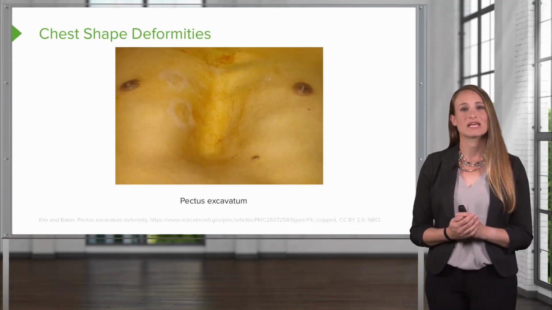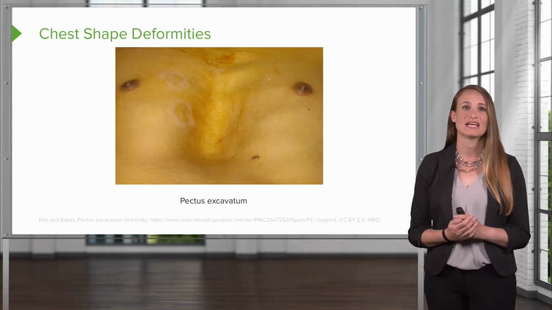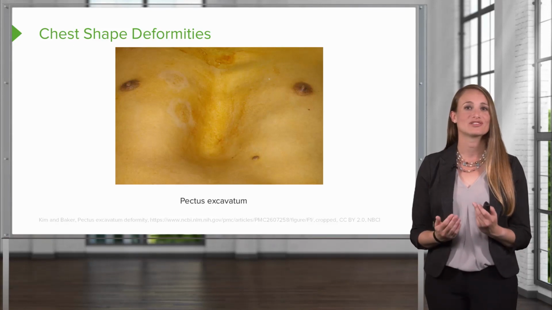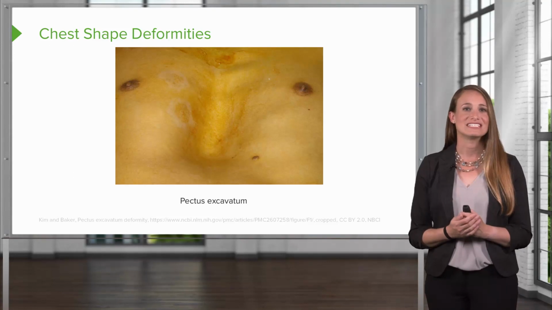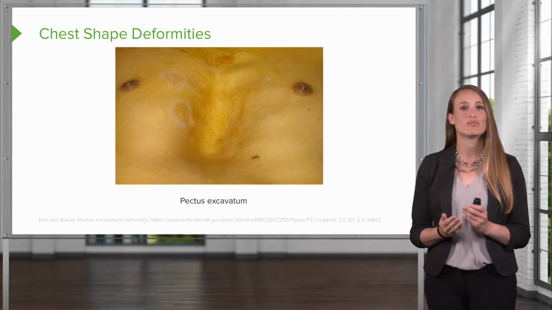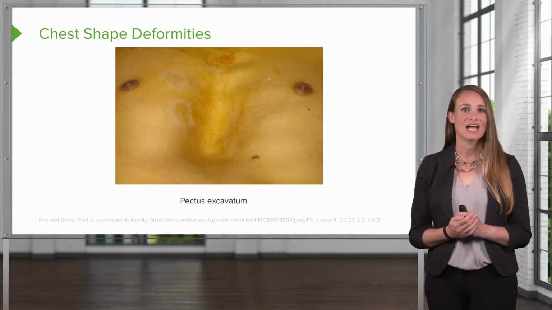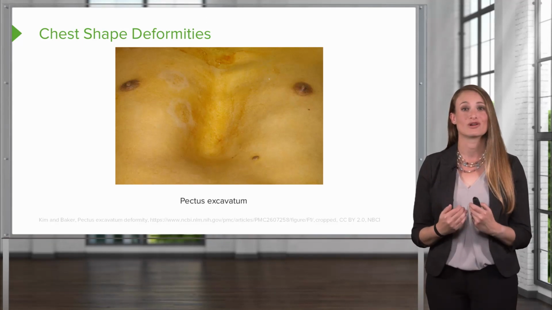Now, this is a picture of a patient with pectus excavatum, and this is a condition in a child's chest that causes it to look sunken or caved in. And this happens because of a defect in the cartilage that's going to hold the bony parts of the ribs to the sternum. The cartilage is actually going to push the sternum inward.